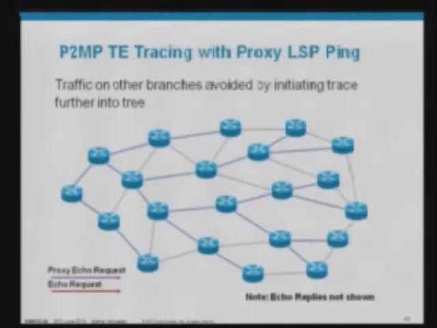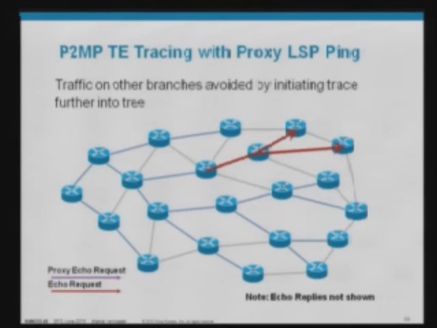And this example is for the point-to-multipoint TE using the proxy ping. This is similar to the previous example, because the ingress node is the one that initiates the LSP, and as part of it, you do the proxy ping. And proxy ping is more applicable in this example.